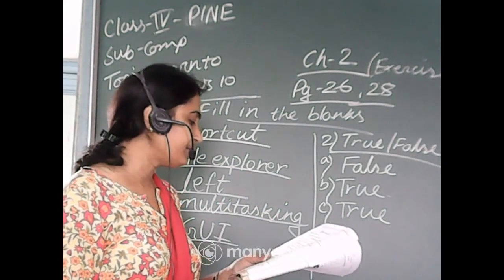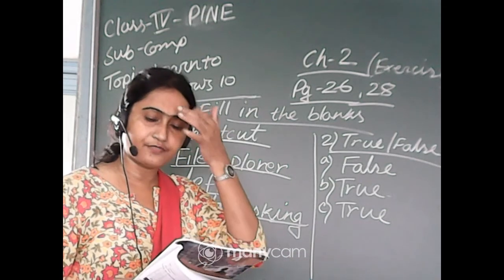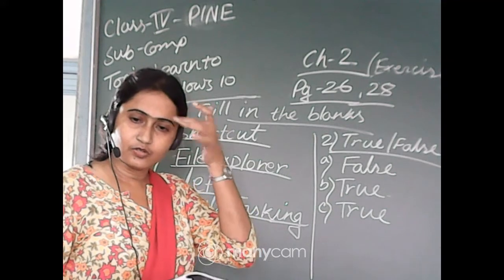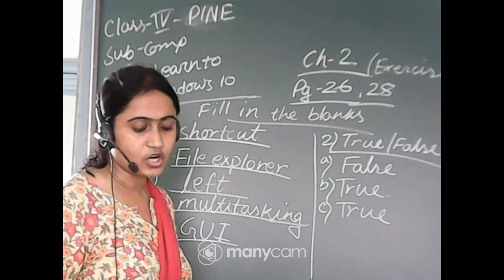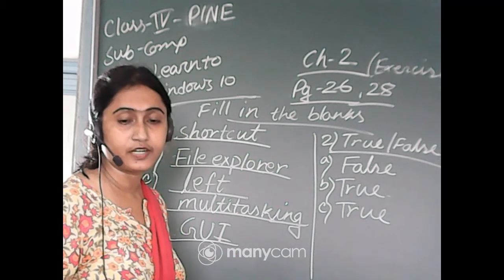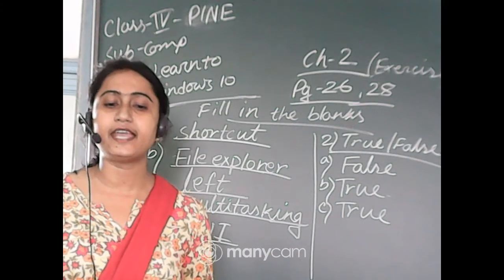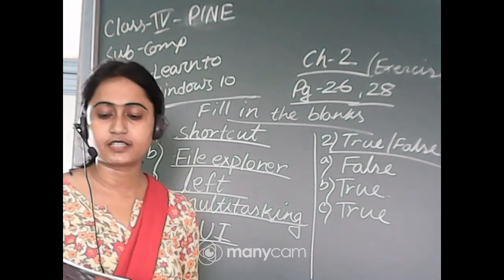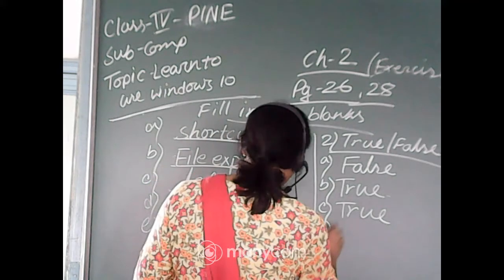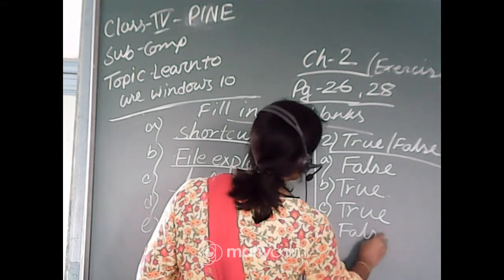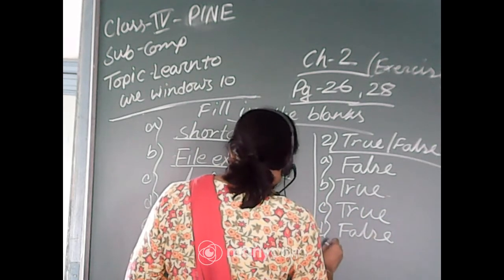Next is number D. We cannot create a shortcut for files and folders. Yes, good, beta, both of you. It is false, because we can create shortcuts for files and folders. So D, false. A, false. B, true. C, true. D, false. And E.